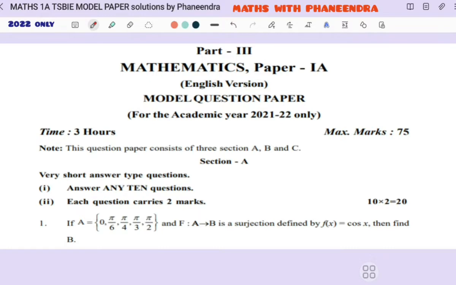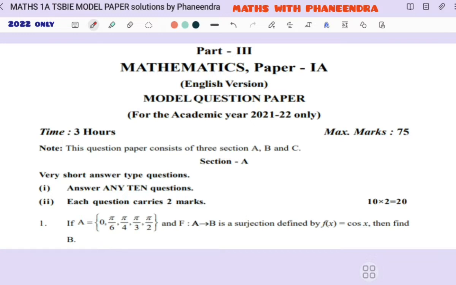In this video, we are going to discuss Mathematics Paper 1A model question paper which is given by the Telangana State Board of Intermediate Education. Model paper is given. Further, all the solutions in the model paper I am going to explain section wise. All the three videos, section A, section B, section C, and all together also I'll keep one video for the convenience. Let us have a discussion.